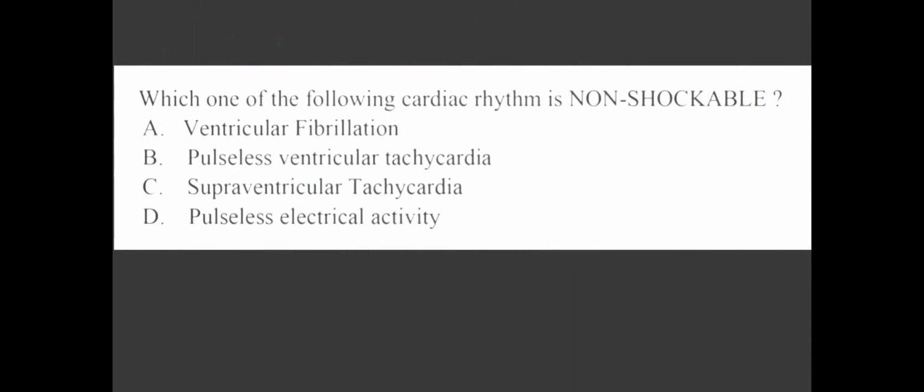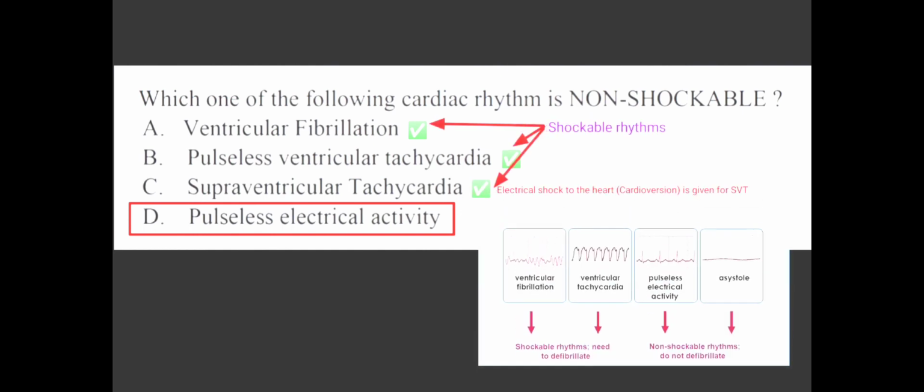Which one of the following cardiac rhythms is non-shockable? A. Ventricular fibrillation, B. Pulseless ventricular tachycardia, C. Supraventricular tachycardia, D. Pulseless electrical activity. And the correct answer is D. Pulseless electrical activity. Ventricular fibrillation, pulseless ventricular tachycardia and supraventricular tachycardia are all shockable rhythms, whereas pulseless electrical activity is a non-shockable rhythm.